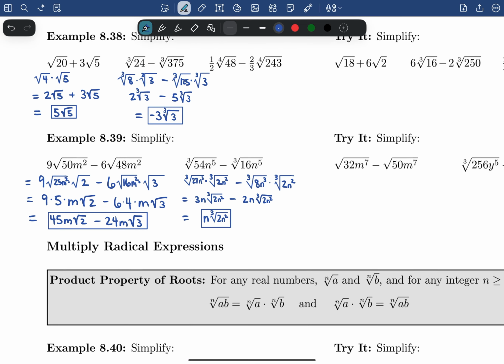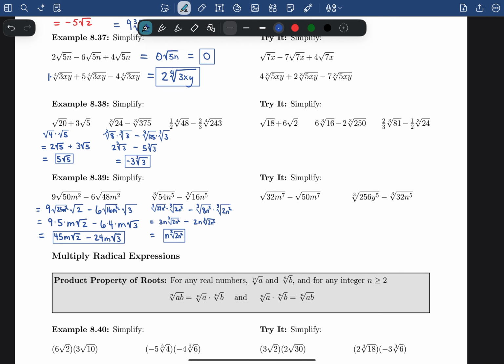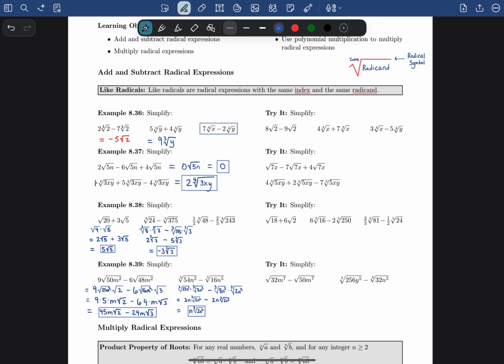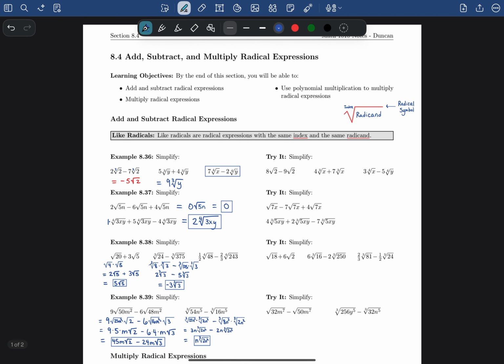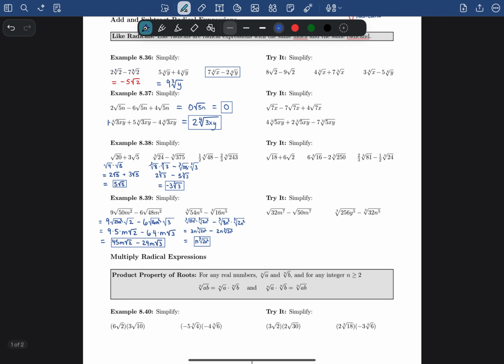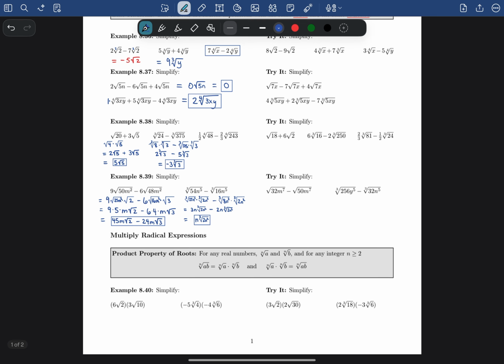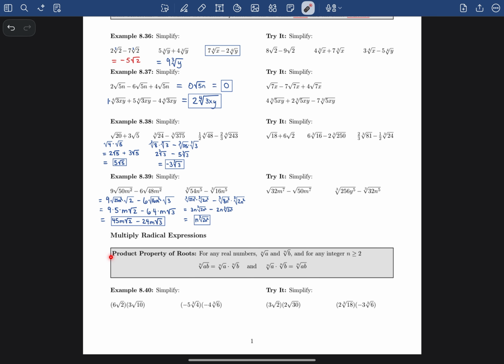All right. So zooming out, that's what we've accomplished so far. And we're ready to move forward and talk about the product property of roots.